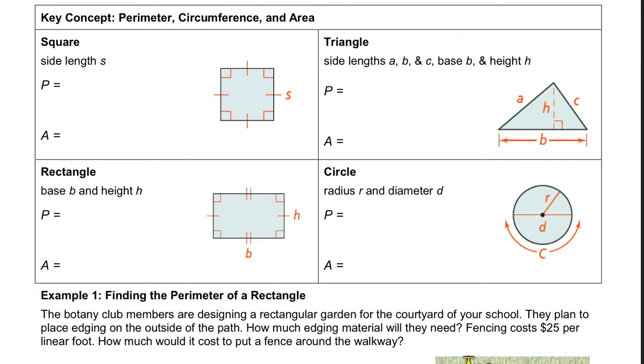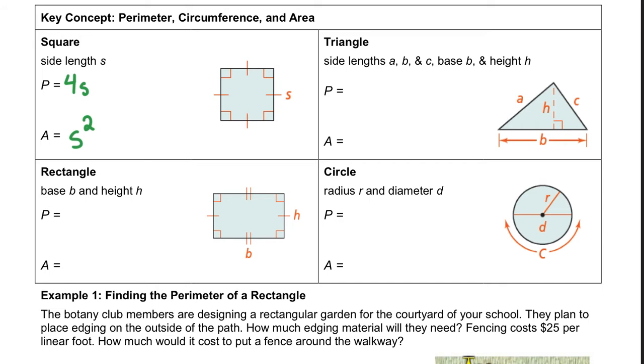So for a square, the perimeter of a square is just us adding up all of the side lengths of the square. And since all four side lengths of a square are the same, the shortcut is to take 4 times the side length. Okay, 4 times the side length is the perimeter of a square. The area of a square is like a rectangle, length times width. The area of a square is just the side length times itself, so the side length squared, because the length and the width are exactly the same.